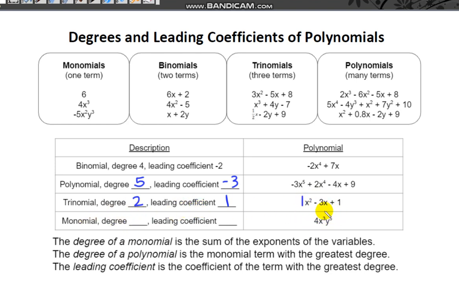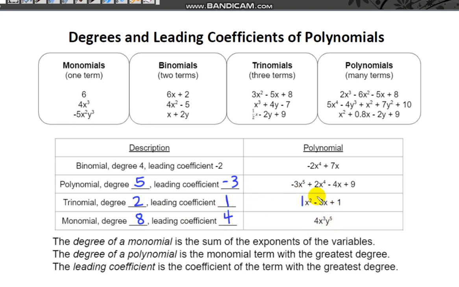monomial. So something with one term. Now, if you see something with a combination of x's and y's here, the degree is determined by adding the exponents together. So the 3 and the 5. So 3 plus 5 is going to be 8. Okay, the leading coefficient is just the coefficient that is in front. So that means the leading coefficient is going to be 4.